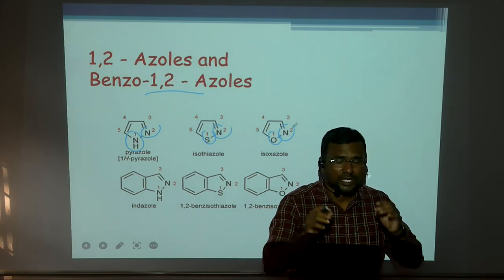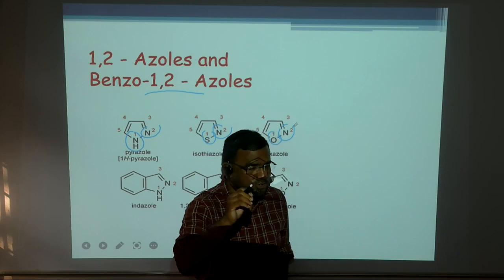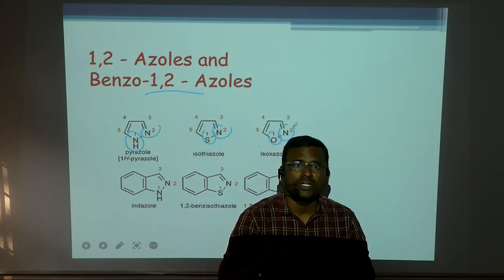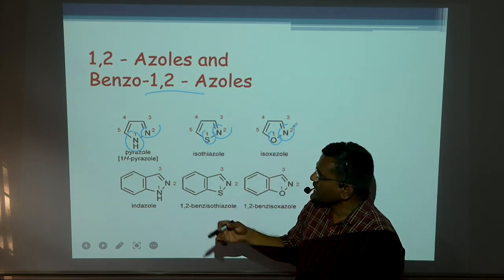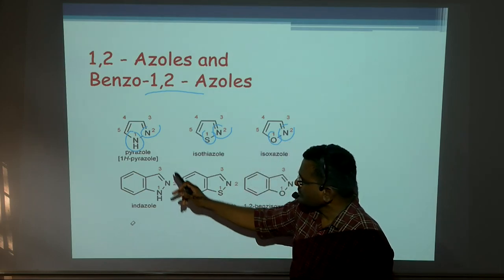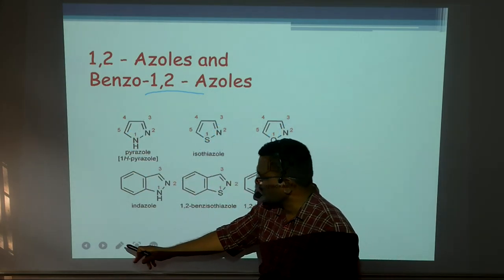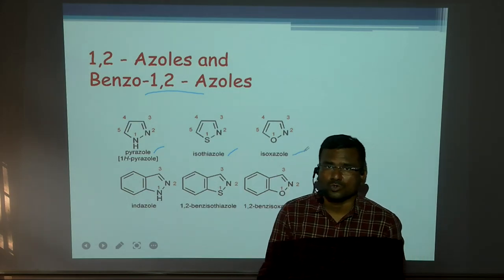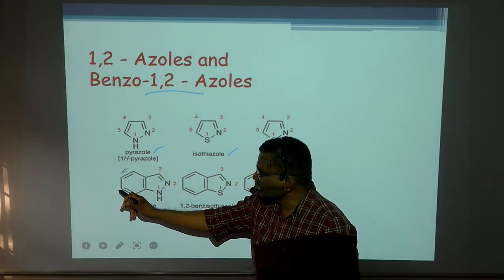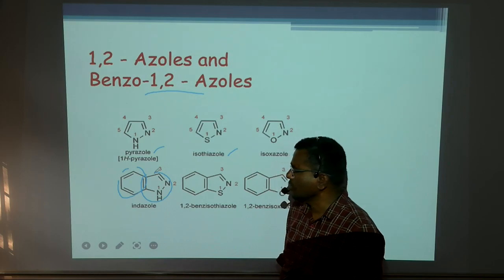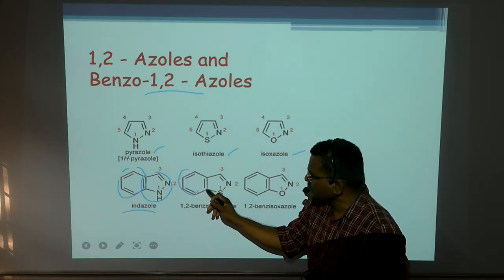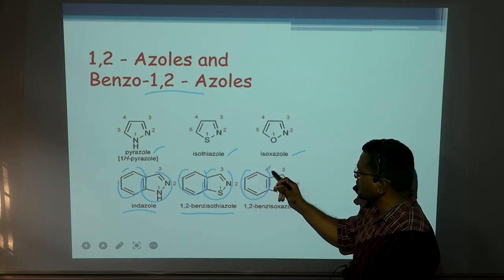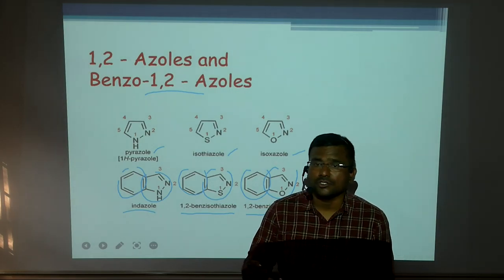So when we study the azole family, it is very clear that azoles are classified in 2 classes. First one is benzo 1,3-azole, and another one is benzo 1,2-azole. Now 3 compounds are present in 1,2-azoles. Look at here. First one is pyrazole. Second one is isothiazole, and third one is isoxazole. Similarly, when benzene is fused with pyrazole, it is called indazole. When benzene is fused with isothiazole, it is called benzisothiazole, and when benzene is fused with isoxazole, it is called benzisoxazole.